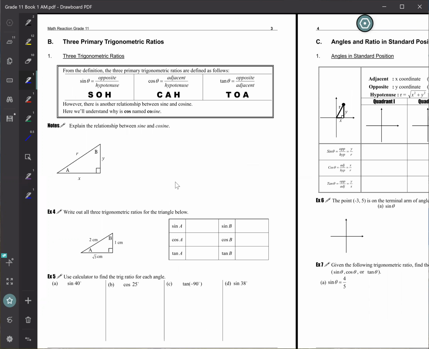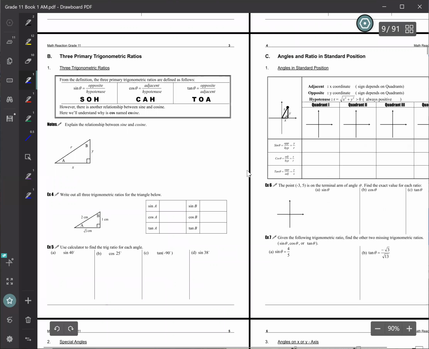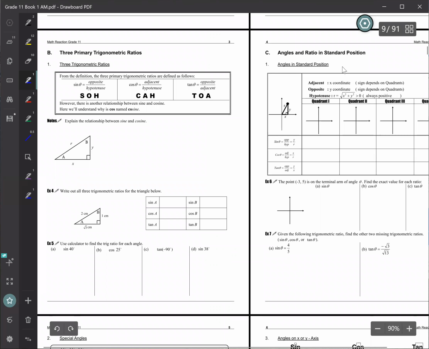Take a look at page 3. We have 3 trig ratios, SOHCAHTOA. A lot of you have already learned that in grade 10. And then after that, part C is talking about what if the angles are placed in standard position. So I think that will be a new thing.